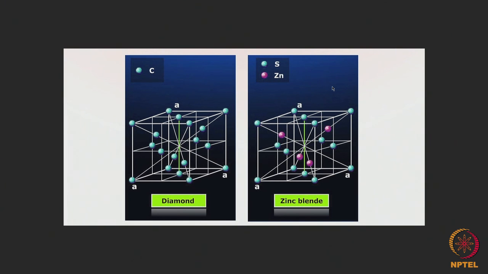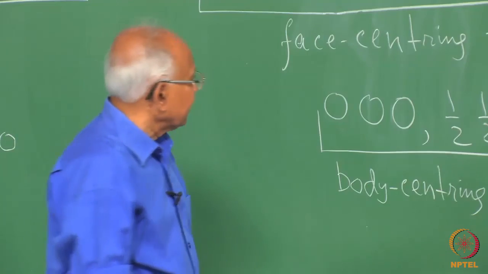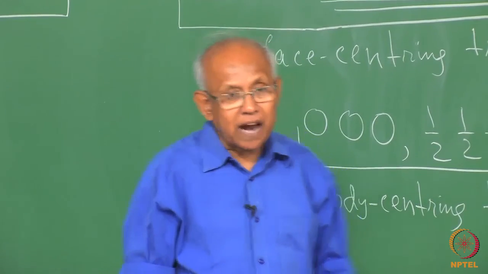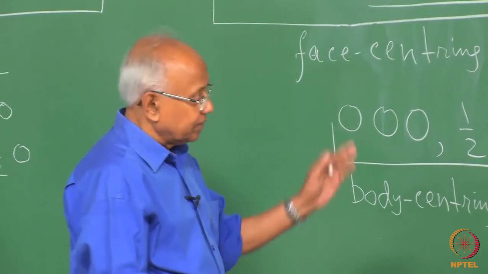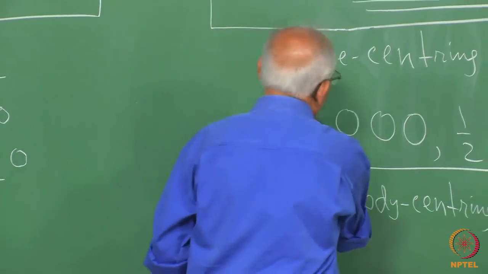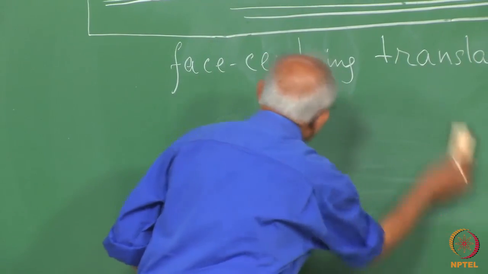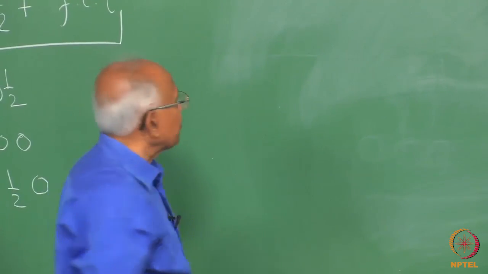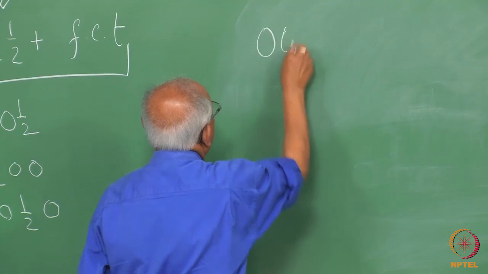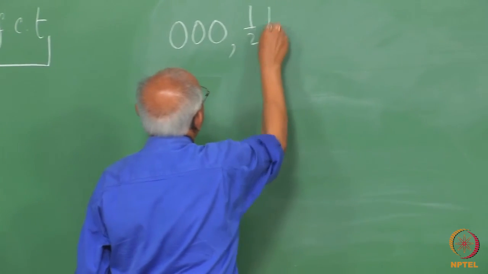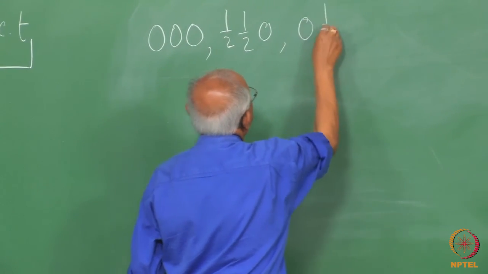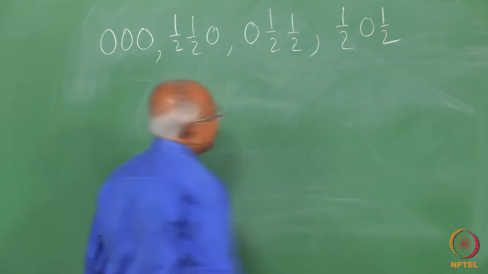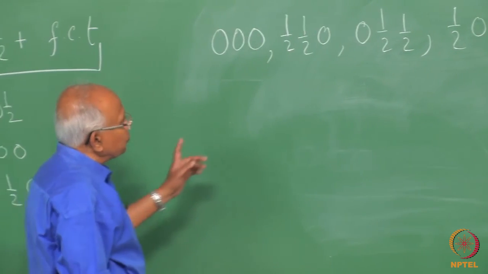And what about the locations of those? Now, if we look at the diamond structure, there are a total of 8 carbon atoms per unit cell, and I will write down the locations of those atoms within the unit cell. So, in diamond there are 4 carbon atoms at 0, 0, 0; half, half, 0; 0, half, half; and half, 0, half, as in the case of an FCC unit cell. And what about the others?